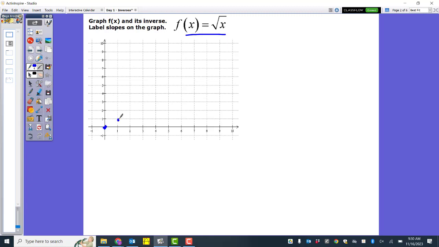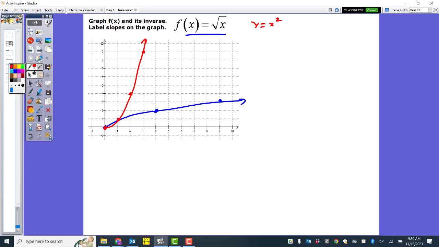We have a point at 0, 0, 1, 1, 4, 2, 9, 3. There's our blue function. And then the inverse is what we get if we switch the x and y. So we have y equals x squared in that case. So we have 0, 0, 1, 1, 2, 4, and then 3, 9. We get this function right here. Okay, so there's our two graphs.